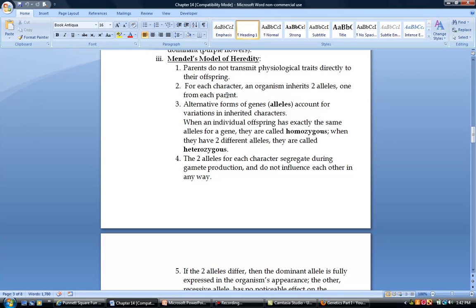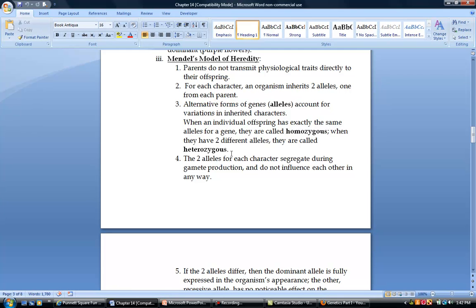For each character, which is a general category like eye color or hair color, an organism is going to get 2 alleles, one from each parent. So that means you would get an eye color allele from your dad and an eye color allele from your mom. And then these alleles are going to account for variations in inherited characters.